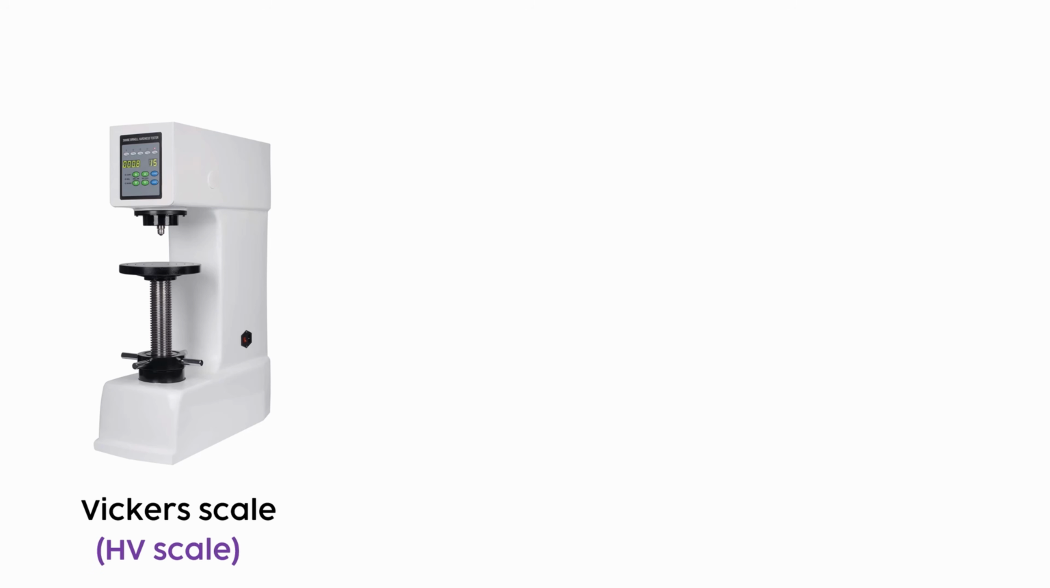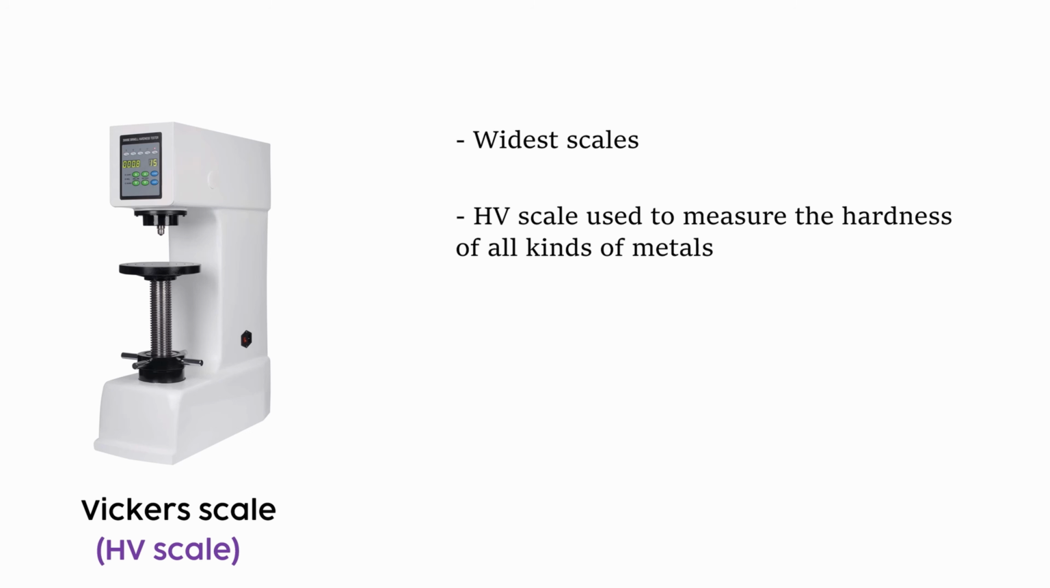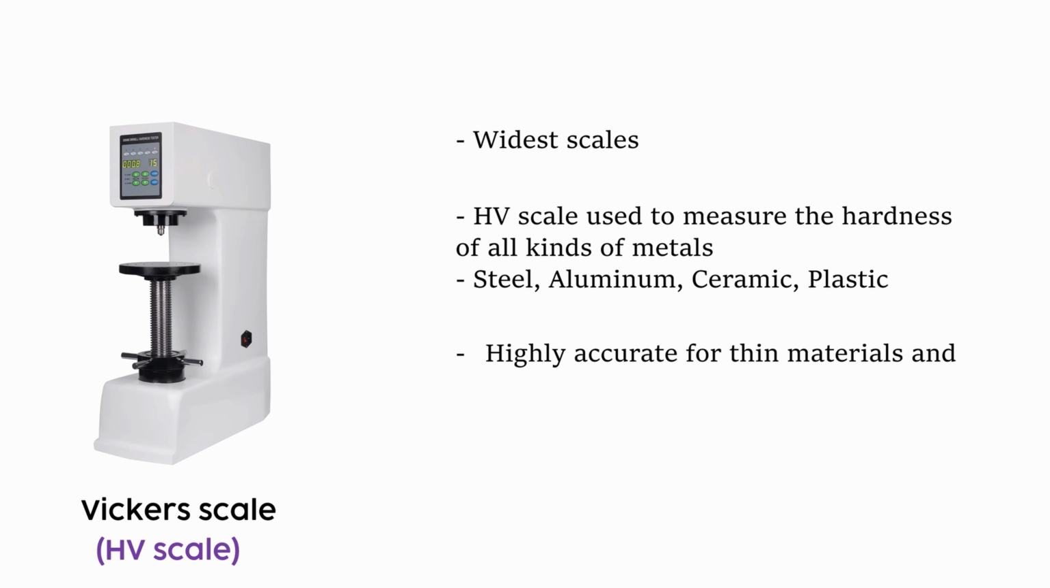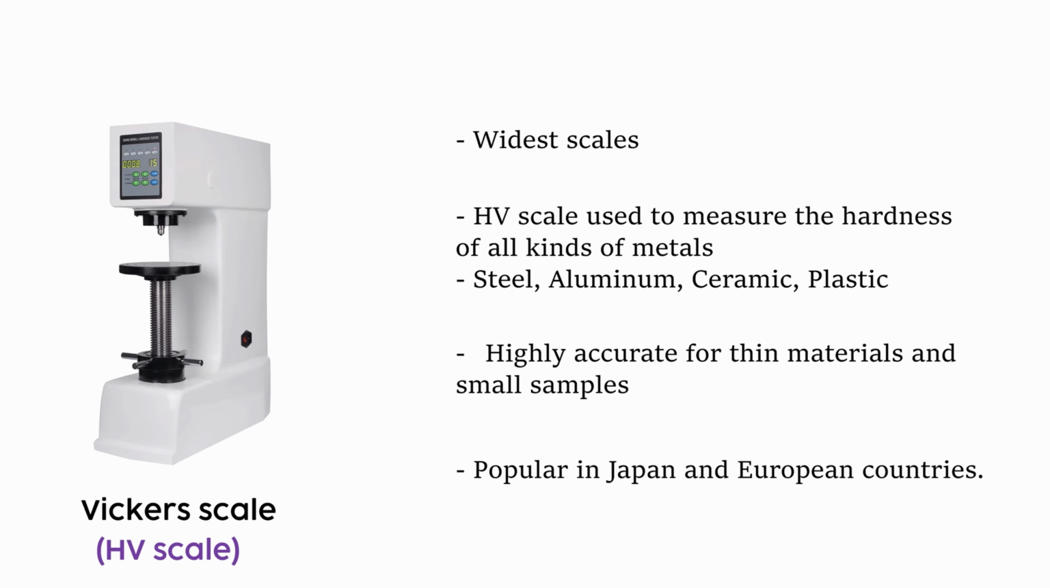So Vickers hardness testing, the HV scale, is one of the widest scales. Therefore, the HV scale is used to measure the hardness of all kinds of material like steel, aluminum, ceramic, plastic, everything. It is highly accurate for thin material and small samples, particularly popular in Japan and European countries. I'm sure because I have often found the HV hardness scale in Japanese product technical data sheets.